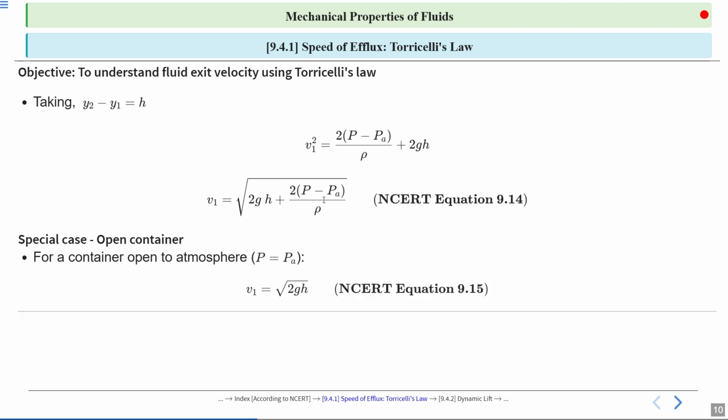So in this special case, the exit velocity formula becomes V1 equal to the square root of 2gH, which is an important relation. This tells us that the speed of the fluid depends only on the height of the fluid above the exit point and gravity. So from equation 9.15, it is clear that the speed of the fluid depends only on the height of the fluid, and gravity g and H.